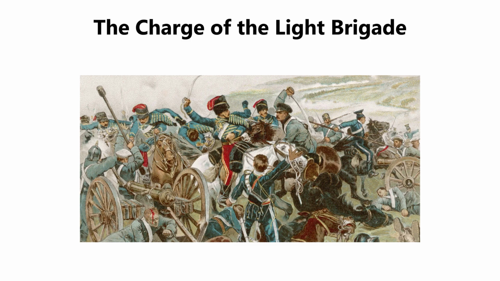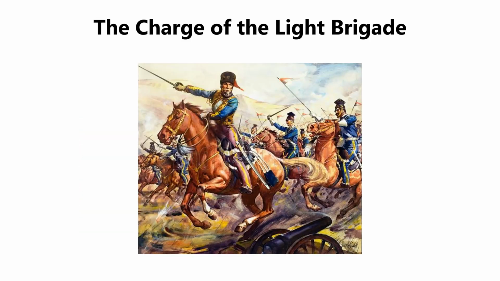However, the order to charge was based on a grave misunderstanding. The order came from Lord Raglan, the British commander, who had intended for the Light Brigade to target Russian artillery that was positioned to the rear of the Russian forces. However, due to a communication error, the Light Brigade misunderstood the order and charged directly into the Russian artillery line at the front of the Russian position, which was heavily fortified and defended.